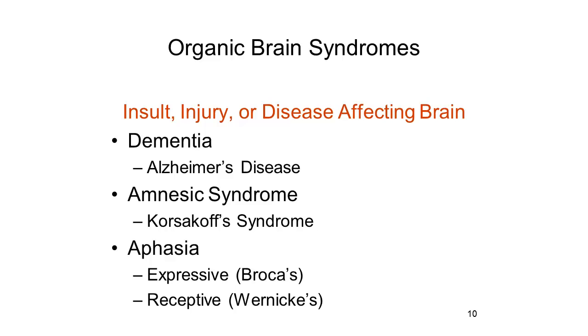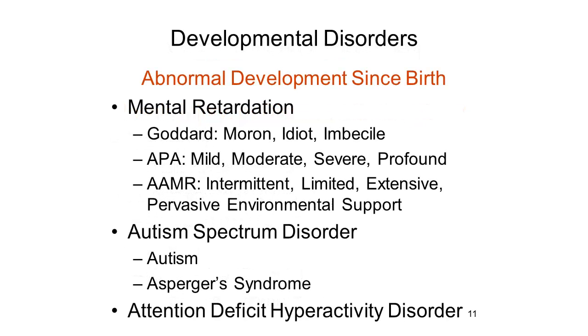Other examples are the amnesic syndrome, such as suffered by patient HM, associated with damage to the hippocampus and related areas, and the various forms of aphasia associated with damage to Broca's and Wernicke's areas. In the organic brain syndromes, the development of various mental functions in the individual is normal until some accident happens that causes the insult, injury, or disease affecting brain tissue.